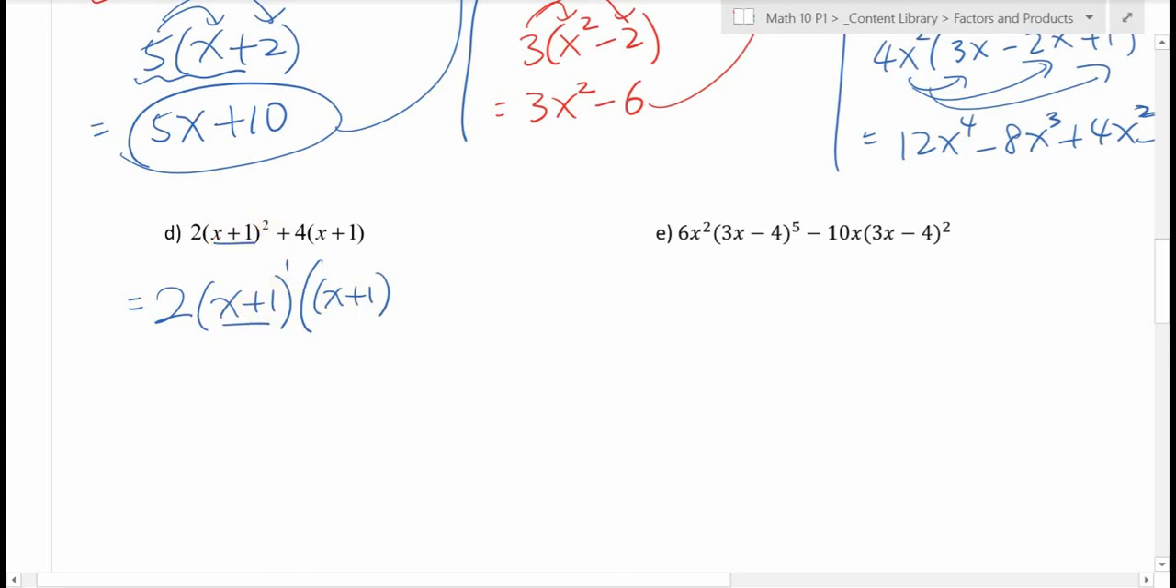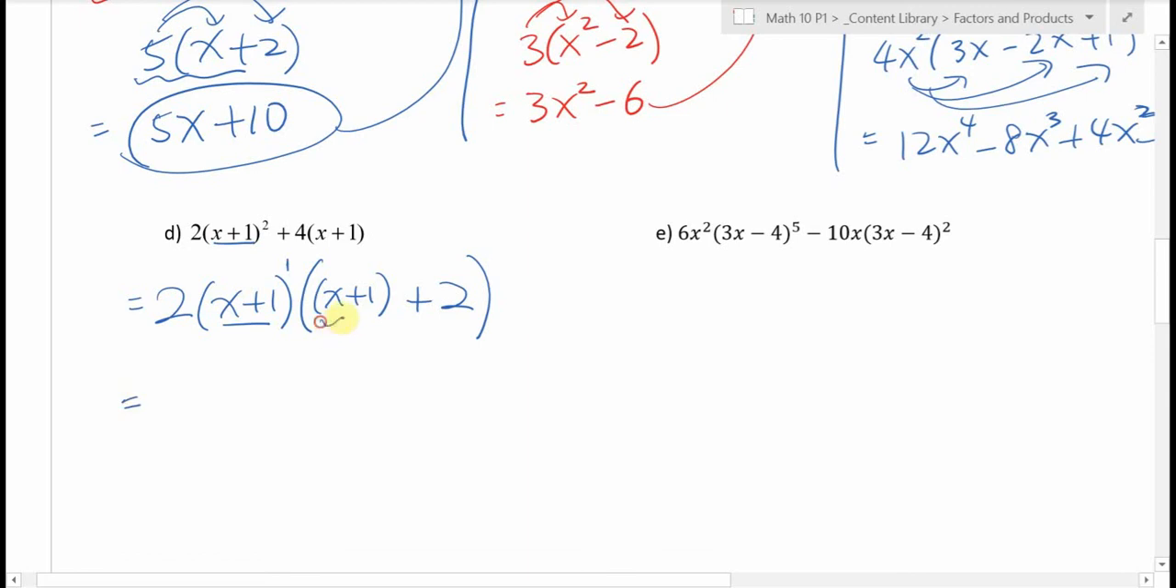So 2 minus 1 is a 1. Okay, plus 4 divided by 2 is a 2. We have x plus 1 divided by x plus 1, which is just 1, so we don't need to write that down anymore. Or, I mean, you could write it down as 2 times 1, but there really is no point.